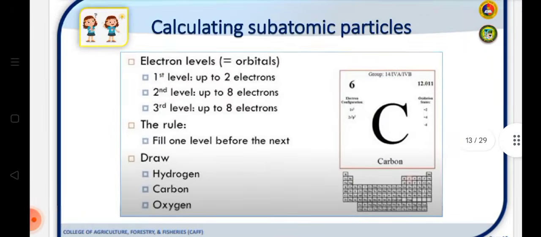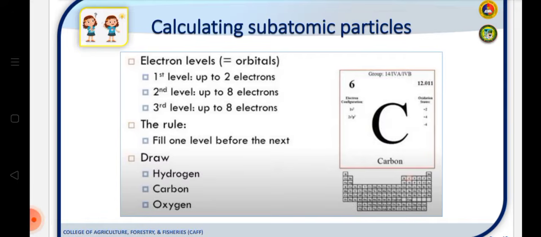Okay, then here, electron levels or orbitals. So we have also discussed this in organic chemistry. The first level can hold a maximum of up to 2 electrons. The second level can hold a maximum of up to 8 electrons. Third level can hold a maximum of 18 electrons. So let me repeat that. The first level can hold a maximum of 2 electrons, second level 8 electrons, while third level can hold a maximum of 18 electrons, not 8 electrons, okay? 18 electrons.